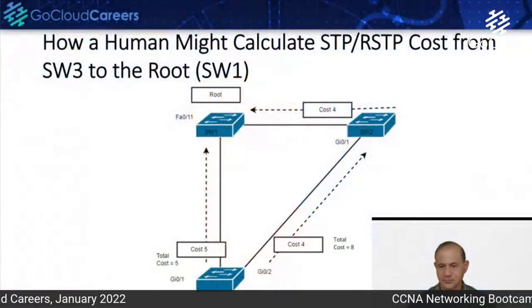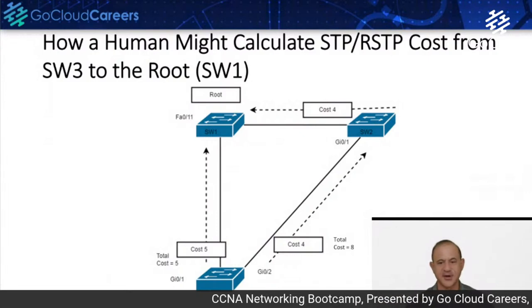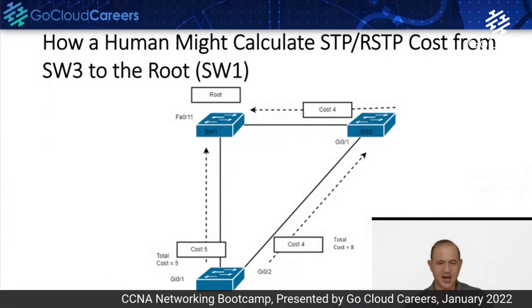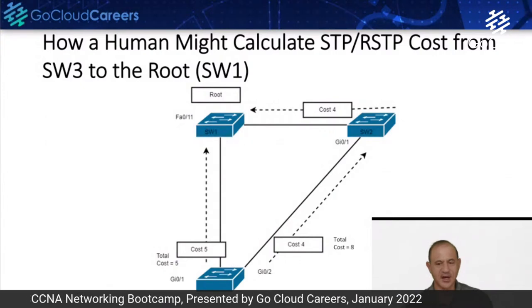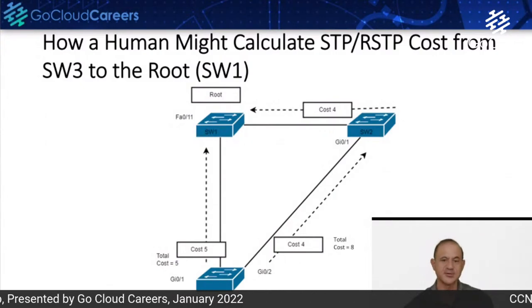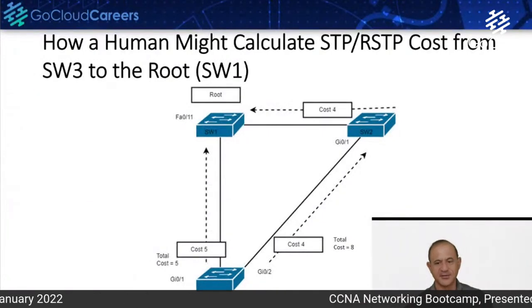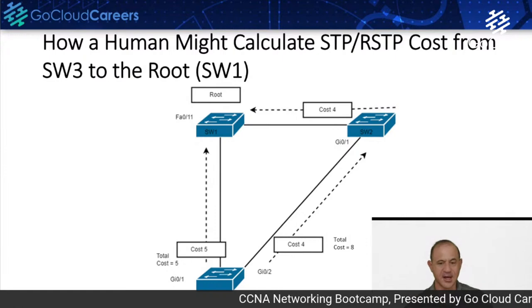So if we were here, for example, all that we need to talk about is as follows. We've got this port advertising its cost. We know this link's cost, and we know this link's cost. So which is the most expensive to the root? Well, this link is 5, this link is 4. So lock this port.